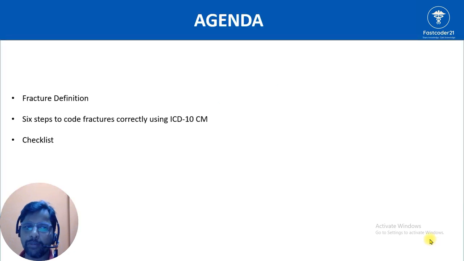So today's agenda will be: first we will learn the fracture definition, next we will learn 6 steps to code a fracture correctly using ICD-10 CM, and lastly we are going to learn a checklist related to fracture ICD-10 CM coding.